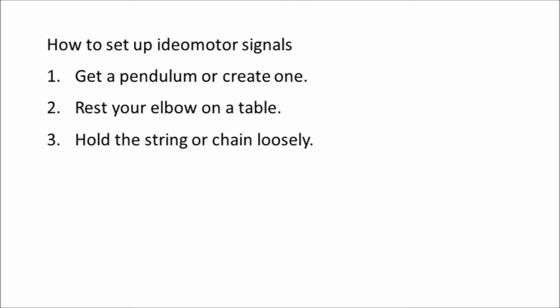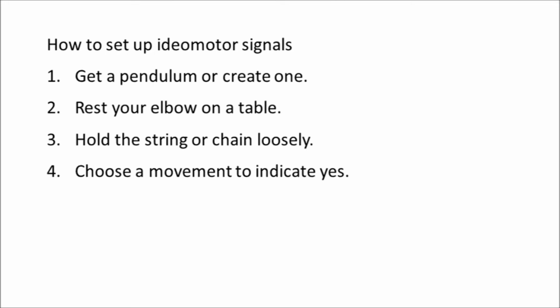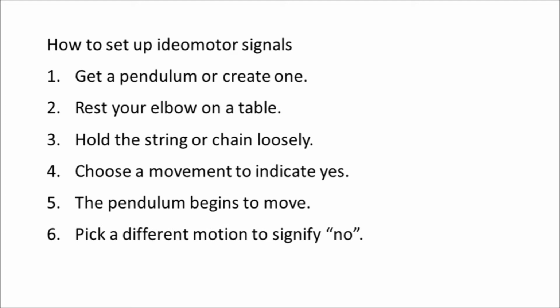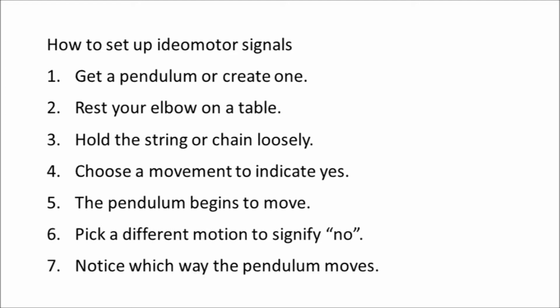Ask your unconscious mind to choose a movement to indicate yes. It can be a clockwise circular motion, a counterclockwise circular motion, or a back and forth motion in any direction. Mentally think yes over and over again. Usually, within a few seconds, the pendulum begins to move. Ask your unconscious to pick a different motion to signify no. Notice which way the pendulum moves this time. You've now set up ideomotor signals to communicate directly with your unconscious mind.